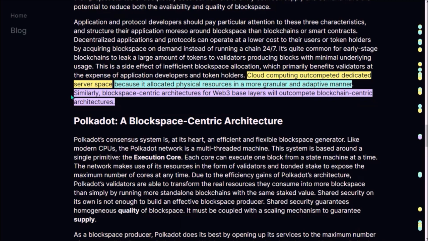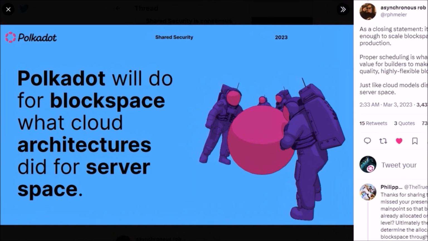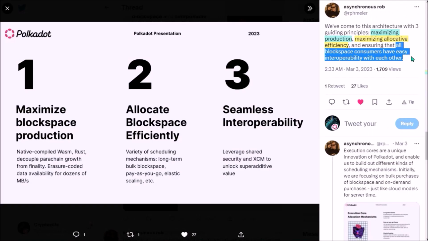Here Robert noted that the same way cloud computing outperformed servers because cloud allocated physical resources in a more efficient and adaptive way, those ecosystems and networks centered on block space will eventually outcompete blockchain-centered architectures, and Polkadot will be one such a network. And what's the implication of this block space model for Polkadot?